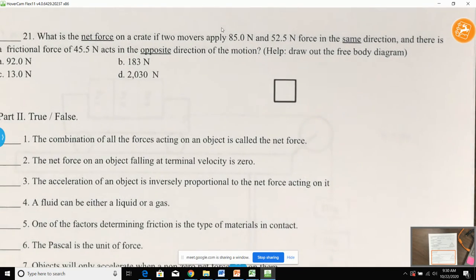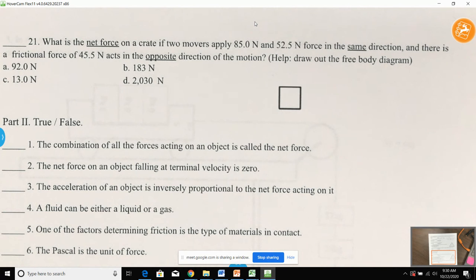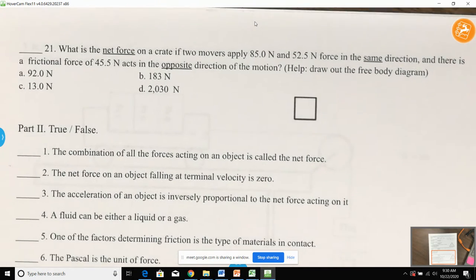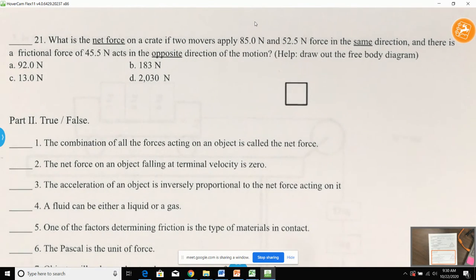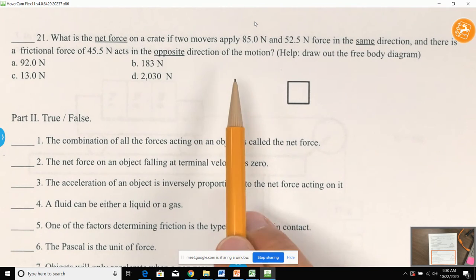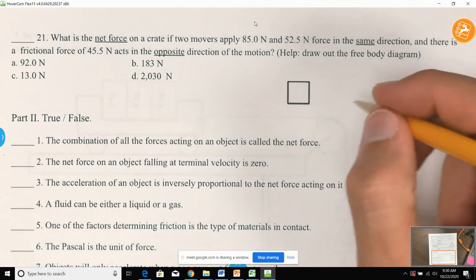What is the net force on a crate if two movers apply 85 newtons and 52.5 newtons of force that go in the same direction while they encounter a friction force of 45.5 newtons? It acts in the opposite direction. So help by drawing the free body diagram out.